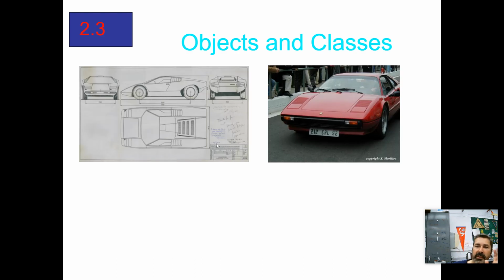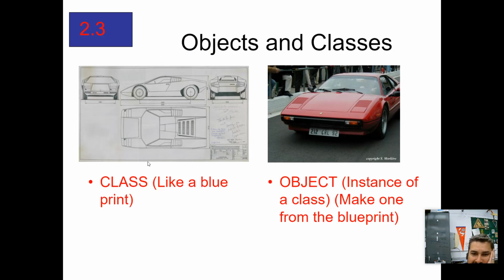So this is a handout. Grab this handout and write this note on the handout. So what is this and what is this? This is a class. It's like a blueprint, right? It's Java code. It's like how do you build a Ferrari? How do you build a crab? And when you make one, it's an object. An object is an instance of a class, right? So you make one from the blueprints.